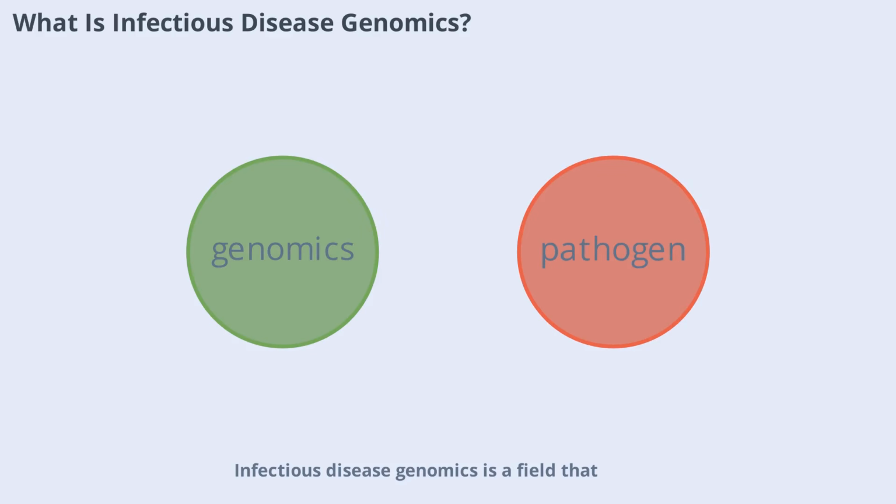Infectious disease genomics is a field that explores the genetic material of pathogens, like viruses, bacteria, and parasites, to better understand how they cause illness. By studying their DNA or RNA, scientists can track how diseases spread, evolve, and sometimes become resistant to treatments. This approach has revolutionized our ability to respond to outbreaks, offering insights that traditional methods simply can't provide. In this video, we'll journey through the basics of infectious disease genomics, its applications, and its impact on global health.